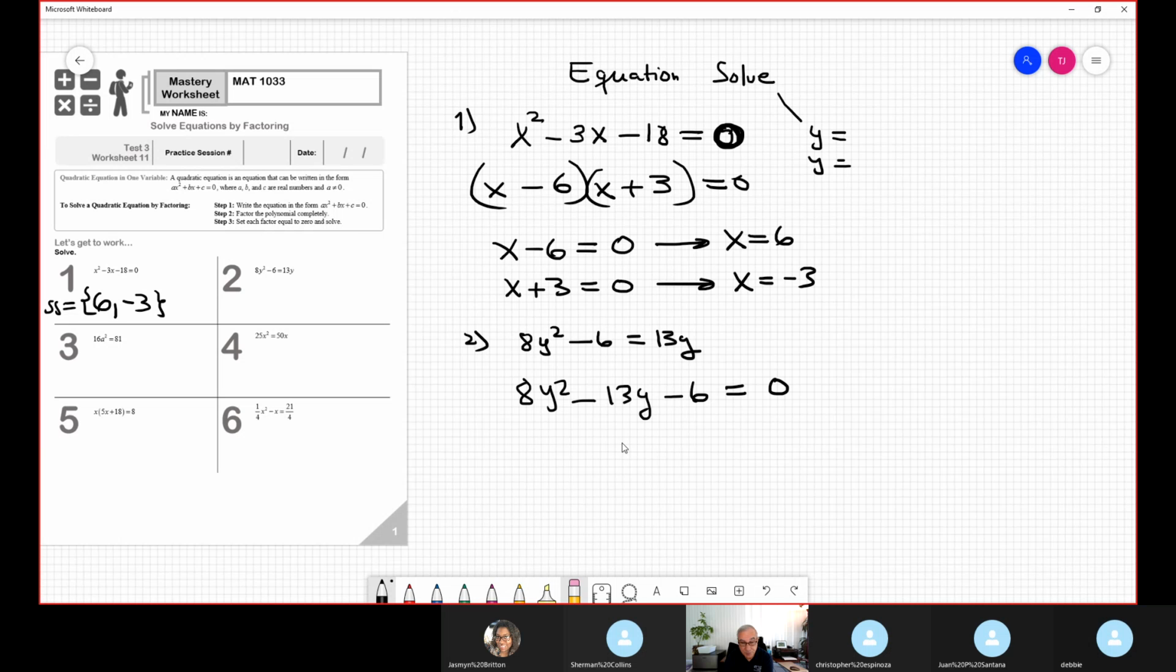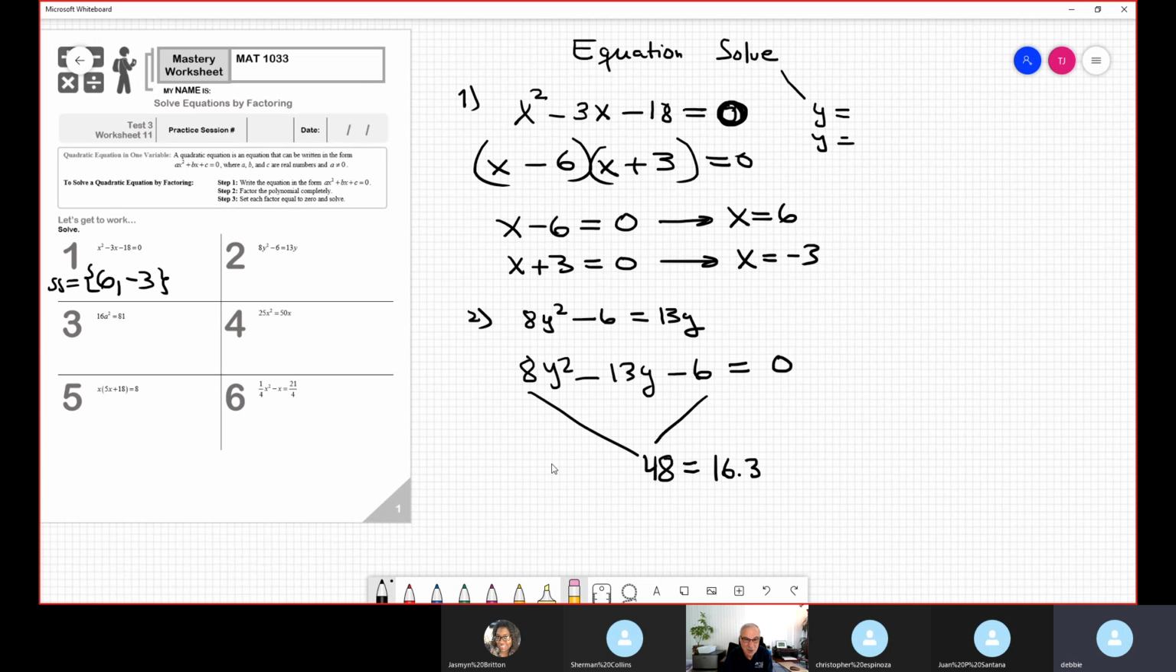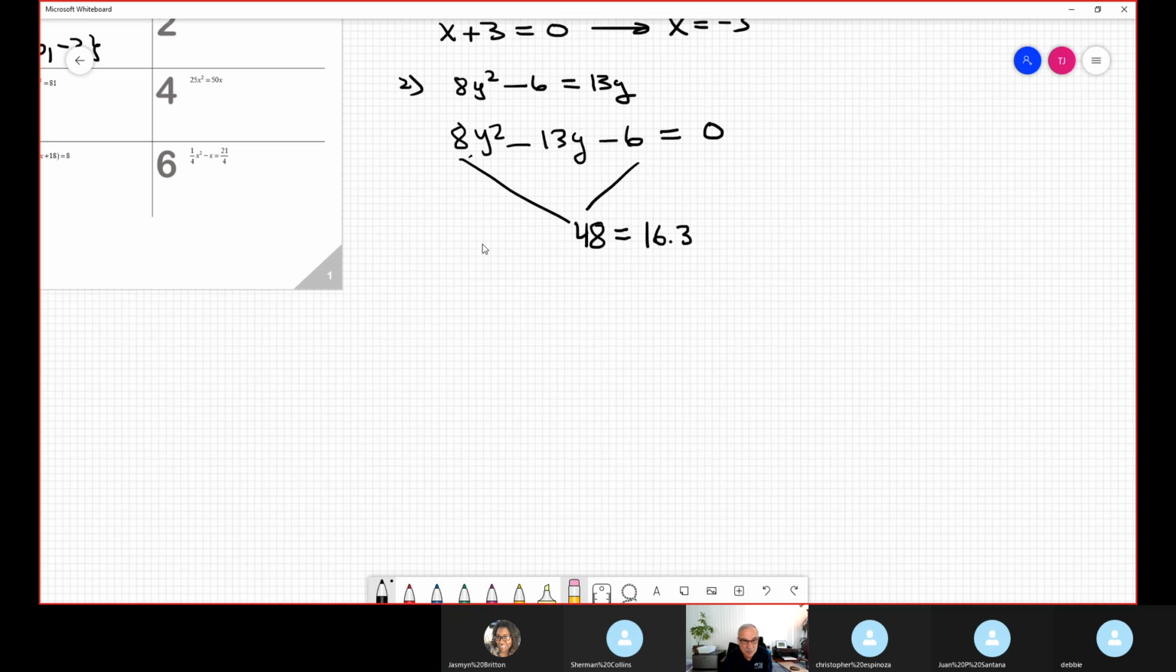A trinomial. What kind? I suppose it's special because 8 is the leading coefficient. So your multiplication here is 48. And what is the combination that opens the door? 48 and 13. I suppose 16 and 3, because 16 times 3 is 48 and 16 minus 3 is 13. I bring down this term, and I split 13 using 16 and 3 with the opposite sign, since 16 minus 3 is 13.